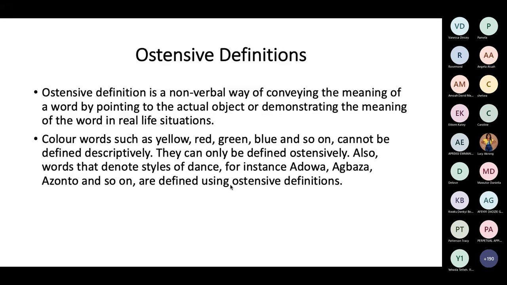And this applies to things like color. Color words such as yellow, red, green, blue, and so on cannot be defined descriptively. They can only be defined ostensively. Also, words that denote styles of dancing, for instance, adowa, abwaza, azontu, and other things, are defined using ostensive definitions. Trying to define or describe a particular style of dancing with words might not be satisfactory. So you probably have to use an ostensive definition. You have to look for an example of that style of dancing and point to it and say, yes, this is what it is.